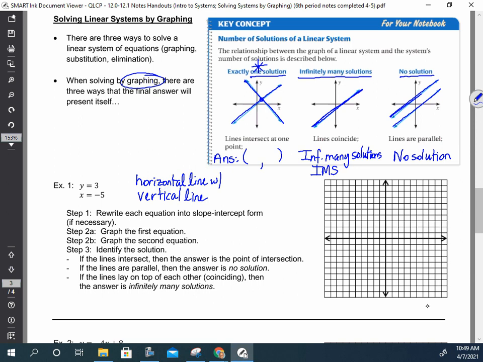So when we graph, first step, rewrite the equation into slope-intercept form. We don't need to for this problem. Then, grab the first equation. y equals 3 is a horizontal line. So that means go to the y-axis, put your point on 3, and then draw the horizontal line. That was the main thing that most people did wrong on the test with this type of problem. You put the point in the right place, you just didn't draw the line. But yes, you have to draw the line.